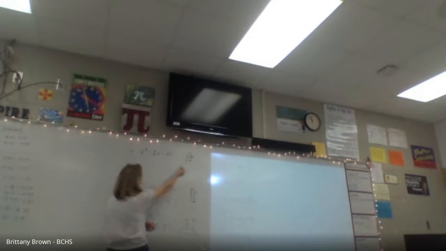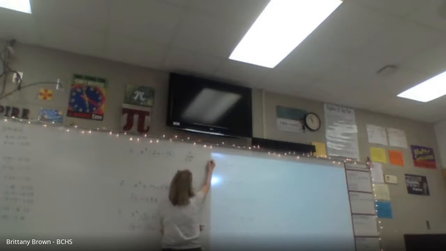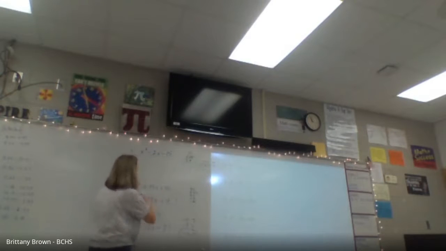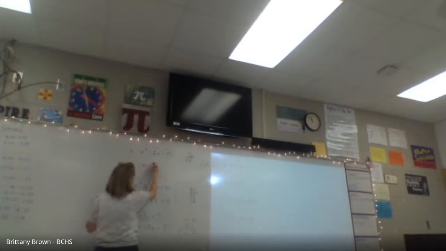So if you have negative 5 plus 3, that would be negative 2. And then negative 5 times positive 3 would be negative 15. So that's what we want. We want the negative on the 5, because if it's on the 3, we're not going to get the right sign on the middle term. Okay? So this one would be x minus 5 and x plus 3.